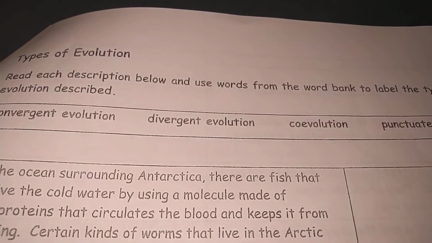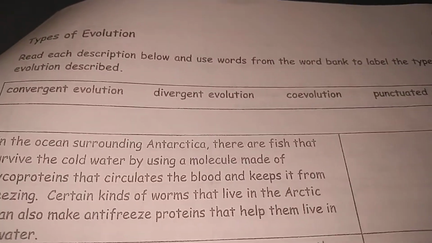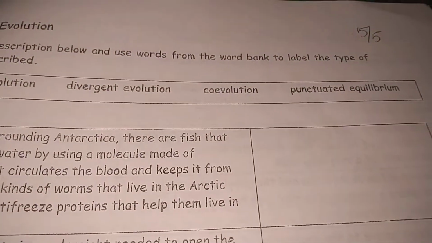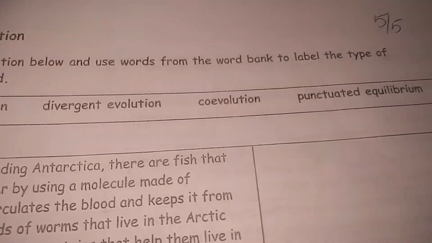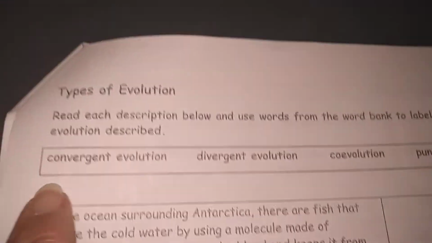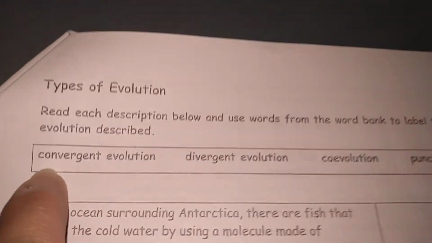Next, we're going to talk about some different types of evolution. Those are convergent evolution, divergent evolution, coevolution, and punctuated equilibrium. Okay. So let's look at convergent. Okay. Starts with co. Co means together.